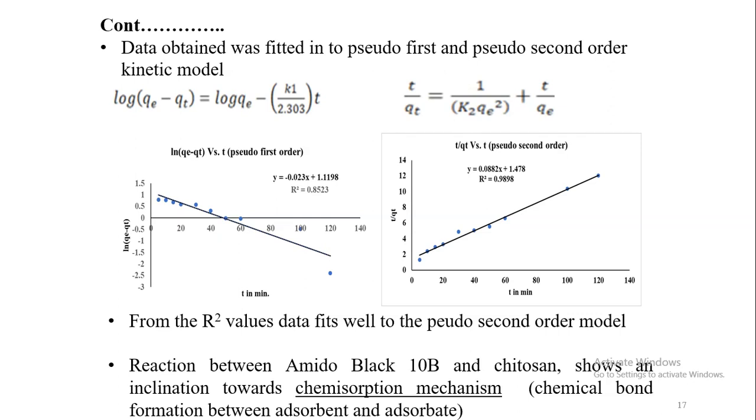As it fits the pseudo second order kinetics model, it shows that there is an inclination towards a chemisorption mechanism, meaning during adsorption there is formation of a chemical bond between the chitosan and the amido-black 10B.